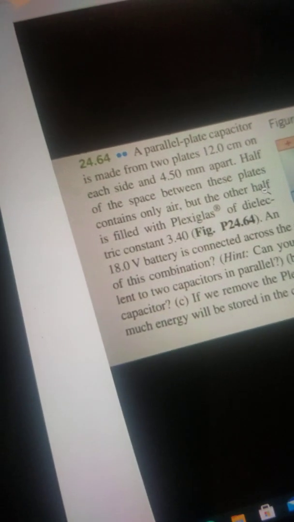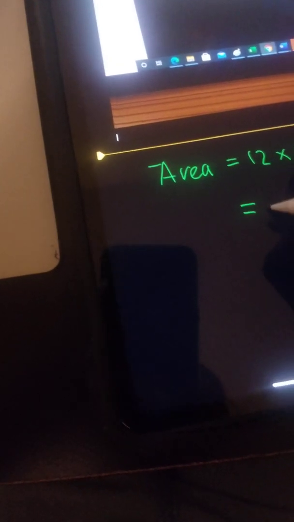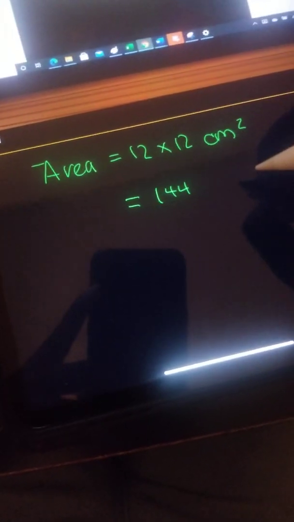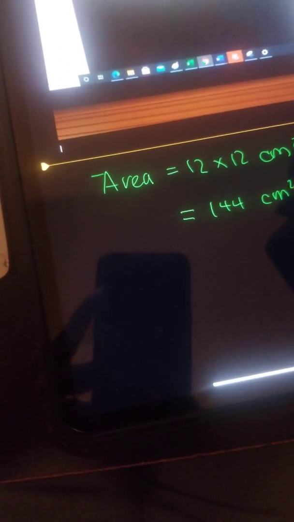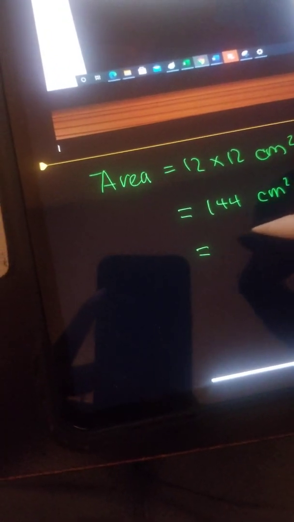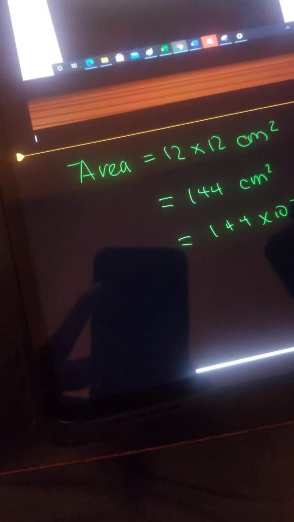Each plate having a length of 12 centimeters. So the area of the plate would just be 12 by 12. So the area is equal to 12 by 12 centimeters squared, which is equal to 144 centimeters squared, which is equal to 144 times 10 to negative 4.